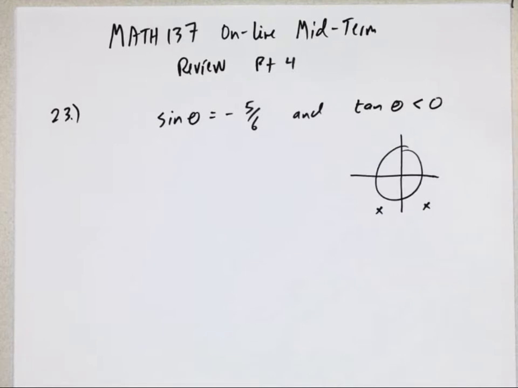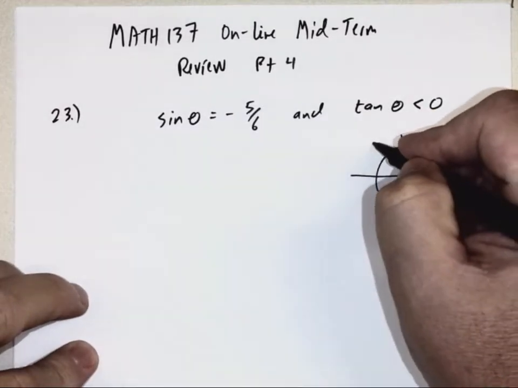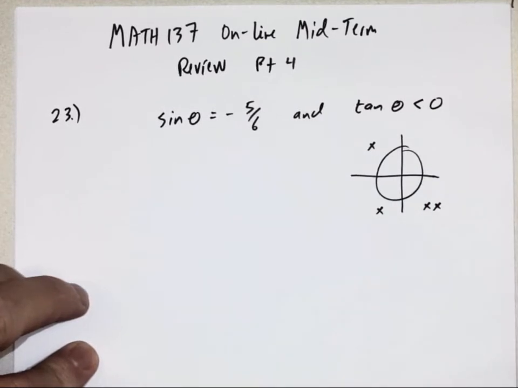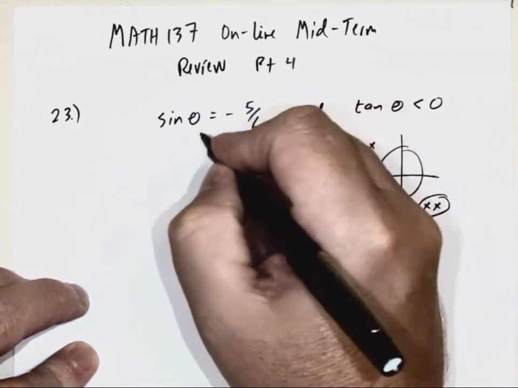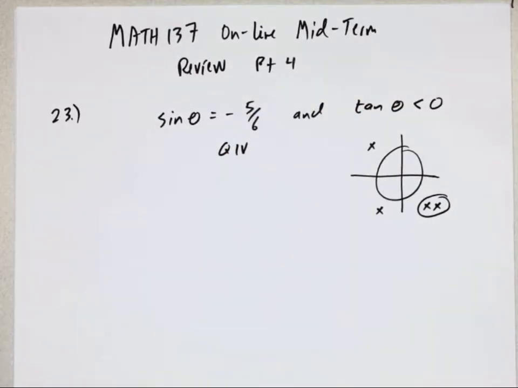Now it also says the tangent of theta is negative. So in which quadrants is the tangent negative? Remember, tangent is sine over cosine. So for that tangent to be negative, it must be the quadrants where the sine and the cosine are different, where one of them is positive and one of them is negative. That occurs in quadrant 2 and quadrant 4. So what do we have in common? Quadrant 4. So we know the angle theta is in quadrant 4. As I begin to determine these trig functions, I'm going to use that fact to determine whether the trig function should be positive or negative.